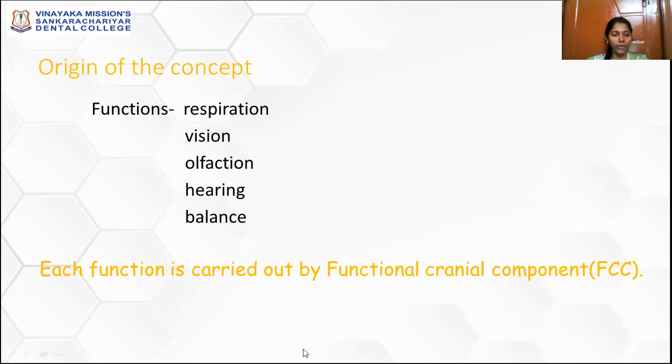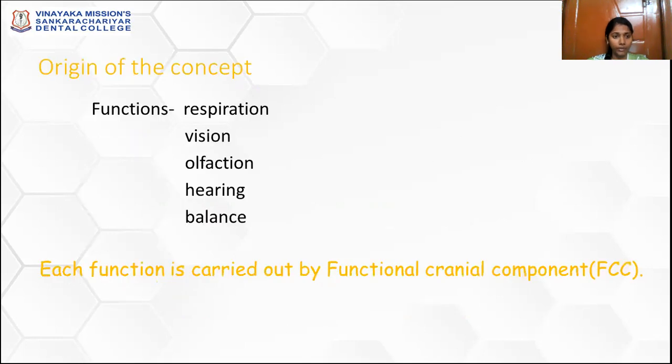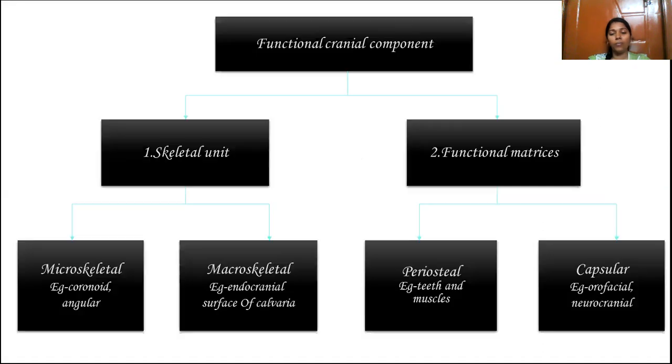The functional cranial component is very important. Remember this term. Who told about this? It is Van der Klaauw in 1948, the person who first talked about the functional cranial component. That is, craniofacial growth, every structure, especially your skeletal tissues, is regulated or maintained based on your functional matrices. So, for one function, what components do we have? We have skeletal tissue, neural tissue, muscle, and vascular tissue. Everything put together as a multifactorial unit makes the functional cranial component.